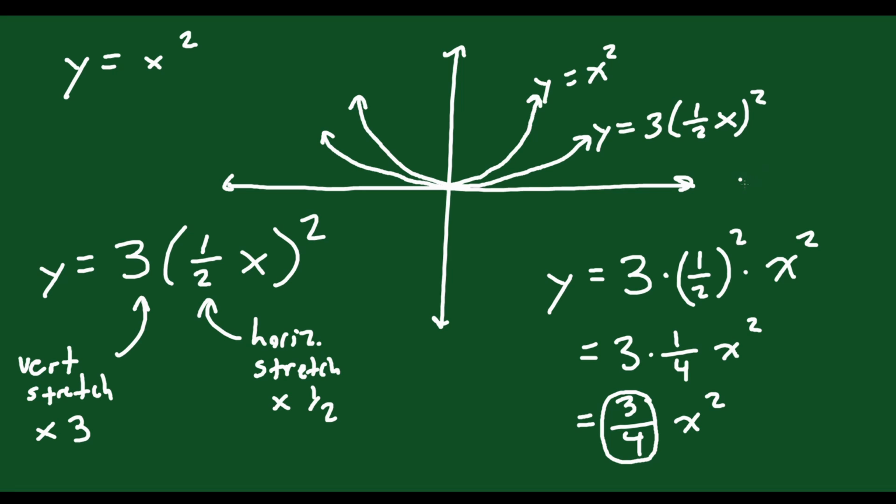Okay? So even though it looks like, well, 3 is bigger than 2, so the vertical stretch is going to win and it's going to get skinnier. Because this 1/2 is on the inside and it's being squared, it's not really a half, it's actually a quarter, right? And when you expand it, you see that. And because the 4 is bigger than 3, 3 over 4 is less than 1, so it ends up being shorter than the original. So that's something to keep in mind.